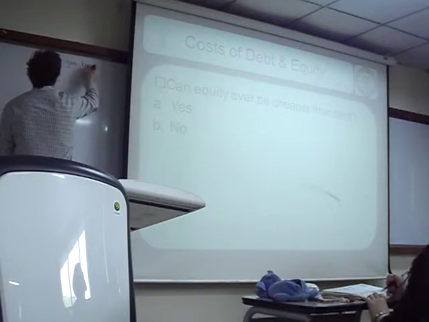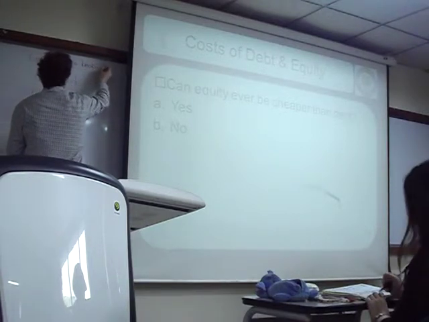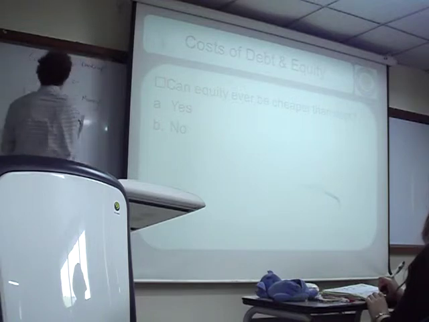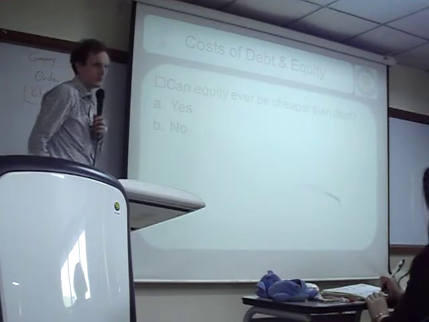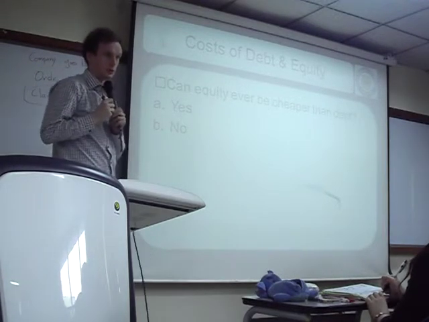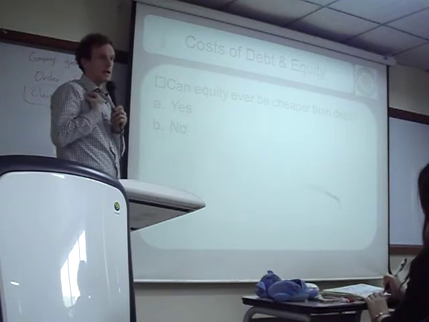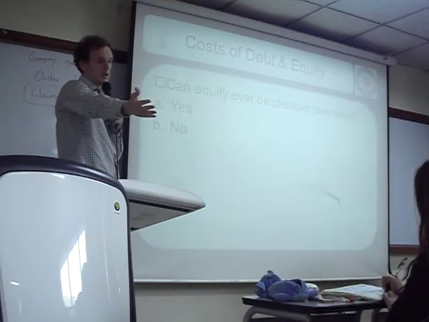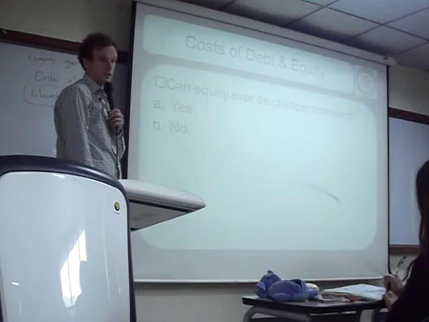Okay, then who is going to get the money first? The stockholders or the bondholders? Who gets the first claim on the money? Bondholders, the lenders. Okay, I get the first claim. If there's any money left over, you can get something back, right?